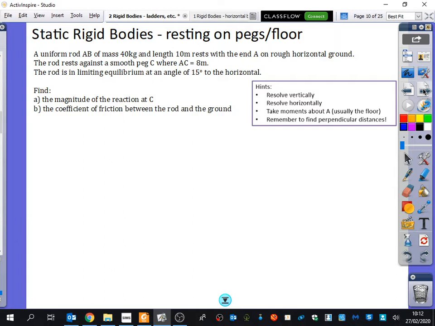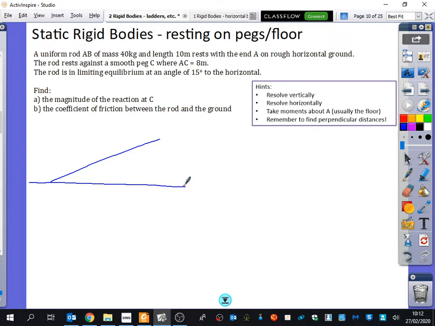So it says a uniform rod AB of mass 40 kilograms and length 10 meters rests with the end A on rough horizontal ground, just like we showed you. The rod rests against a smooth peg C where AC equals 8 meters. The rod is in limiting equilibrium at an angle of 15 degrees to the horizontal. Find the magnitude of the reaction at C and the coefficient of friction between the rod and the ground. Okay, so this is complicated, but I'm going to start off by drawing a diagram that looks as much as possible like what we were just talking about in that scenario.